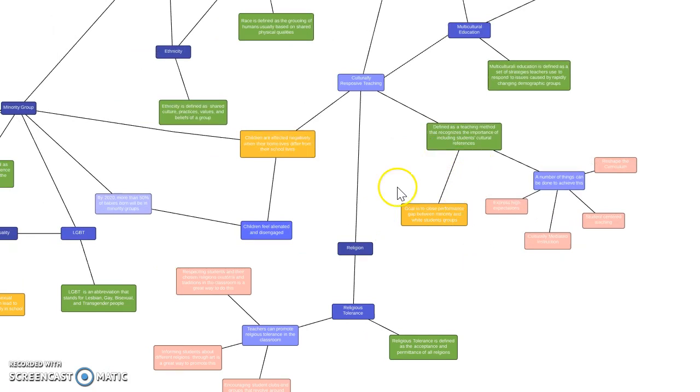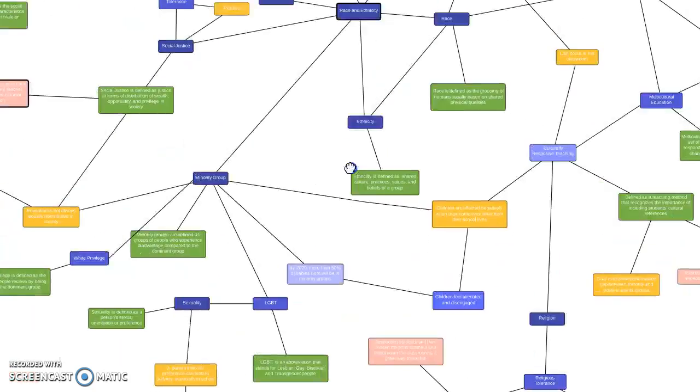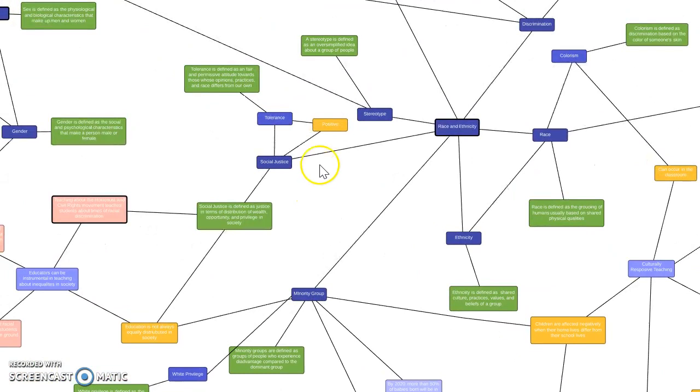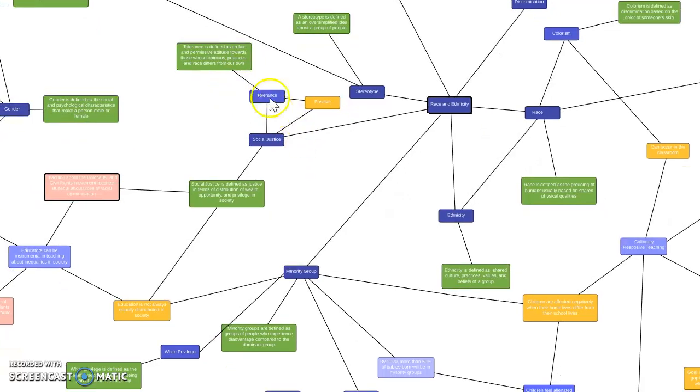And then the fourth module is social justice, and that's up here. The thing with this module is social justice and tolerance, things like that are positive things. So they're part of race, but they're positive ideas. Like the idea of tolerance is defined as a permissive attitude towards those whose opinions, practices, and race differ from our own. So I just connected those together as positive things.